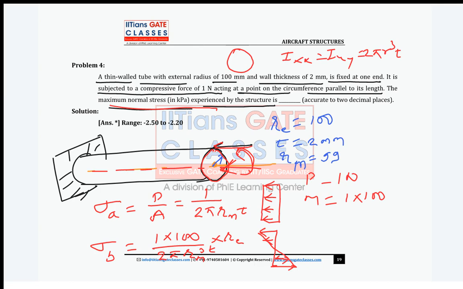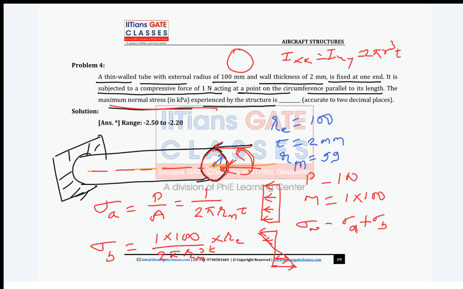Now guys, when you combine this final sigma normal, right, which is what? Sigma axial plus sigma bending. Where is it maximum? Tell me, guys. For this case, where will it be maximum? On top or bottom? Bottom it will be maximum.